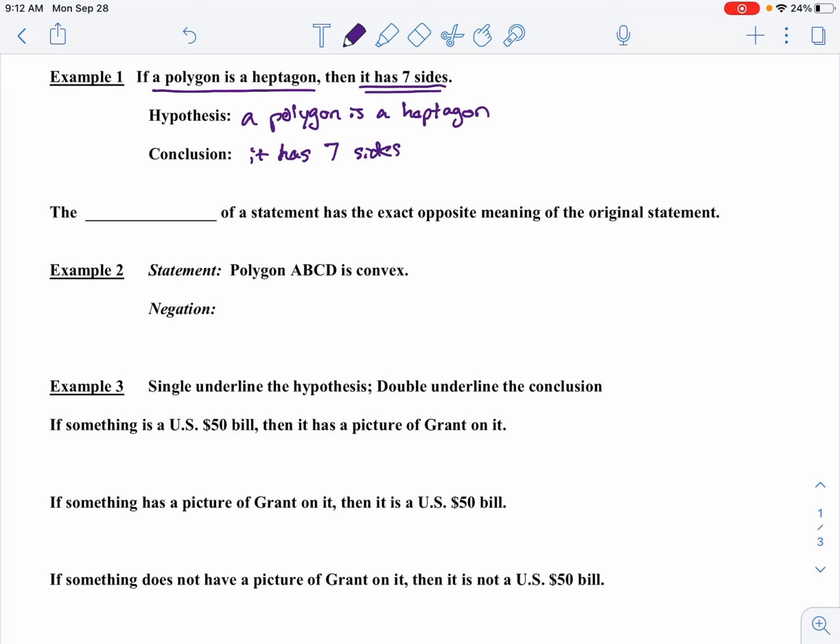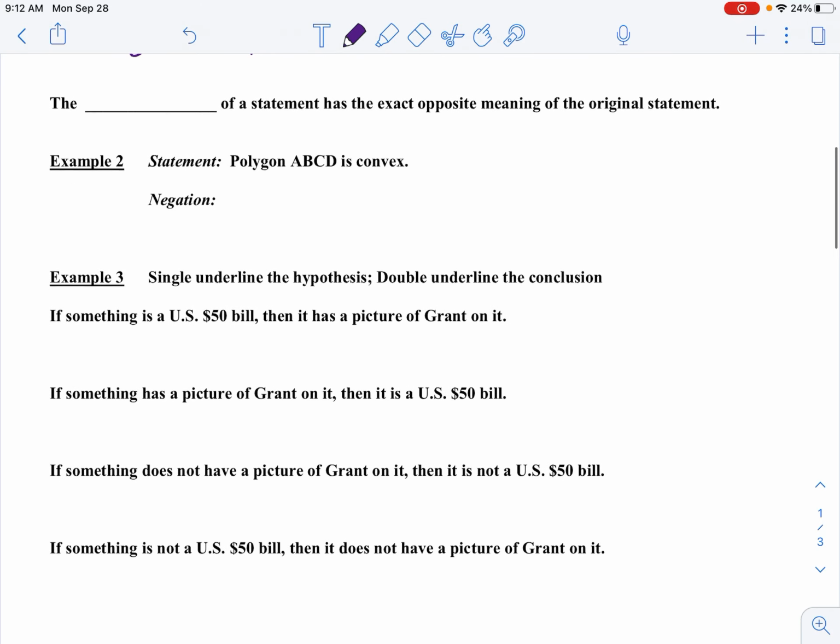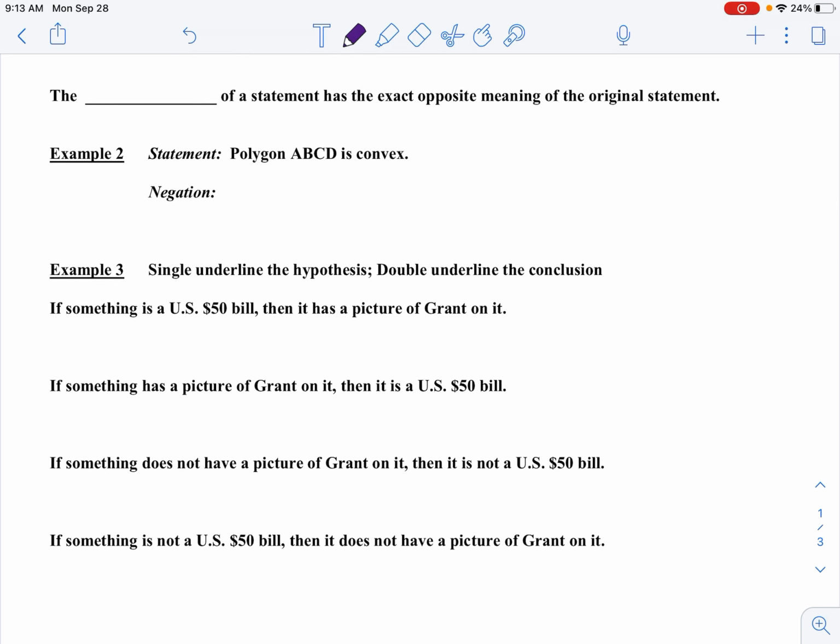So our hypothesis P, conclusion Q. If a polygon is a heptagon, then it has 7 sides. Hypothesis, a polygon is a heptagon. Conclusion, it has 7 sides. So we're just breaking down the parts, and we're going to do a little more practice as we go along. And then we have this fill-in-the-blank statement.